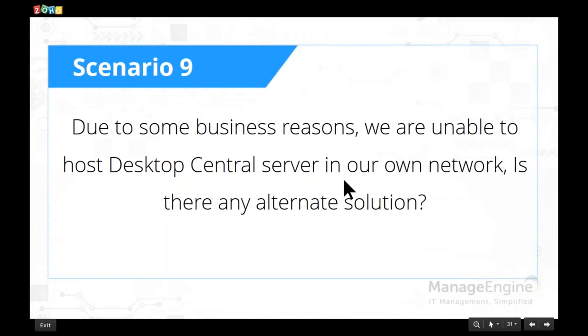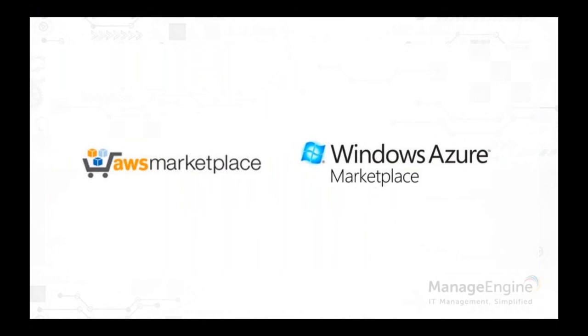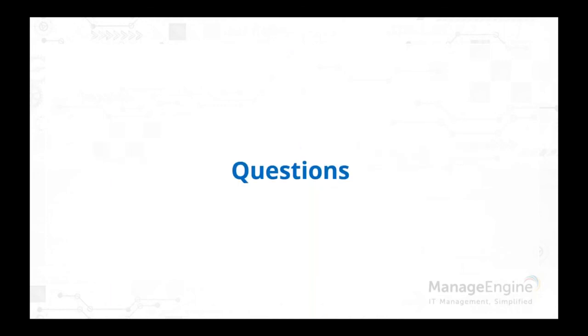So finally, we are going to scenario 9. Due to some business reasons, we are unable to host the Desktop Central server in our own network. Is there any alternate solution? Fine. If you're not intending to use the on-premise Desktop Central and would like to have it on a hosted solution, yes, we offer two different options to choose from. One is the Amazon AWS Marketplace, and the other is Microsoft Azure. So you may use this according to your choice. And in AWS, we also have an instance of Desktop Central, so you can just go ahead and start using it on the fly.